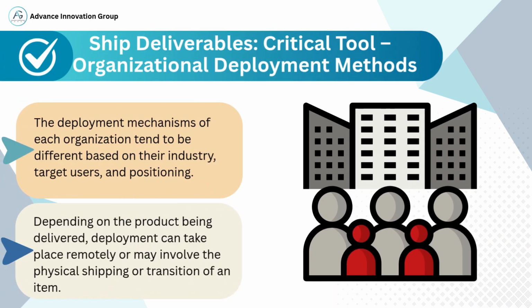In this section, we look at a critical tool used during the ship deliverables process: organizational deployment methods. Every organization has its own preferred way of deploying deliverables to stakeholders. These methods differ significantly based on the industry the organization operates in, the type of product or service being delivered, and the target user base.